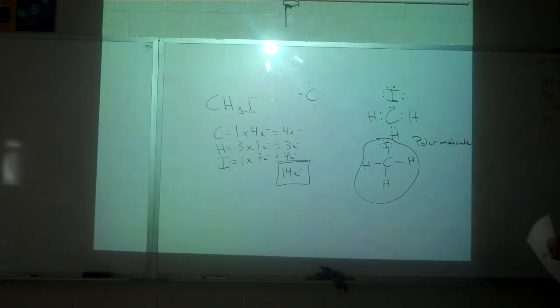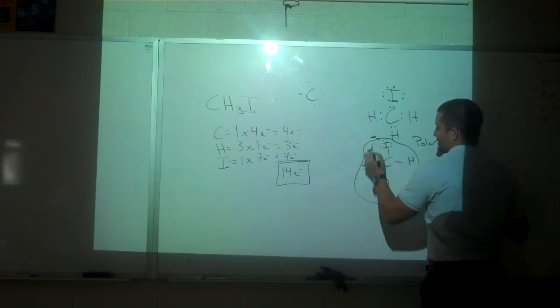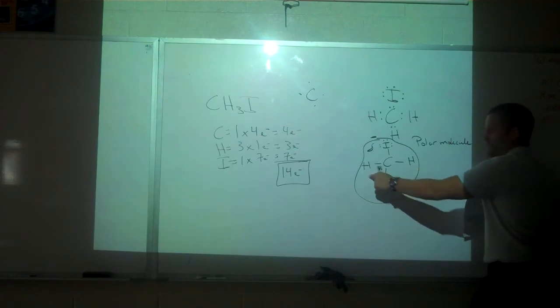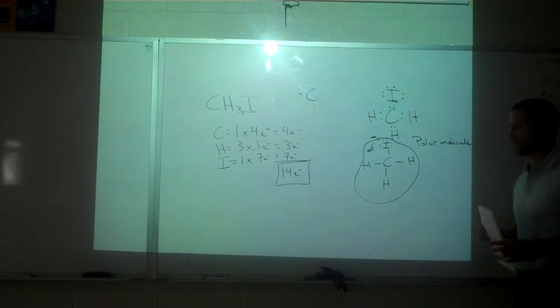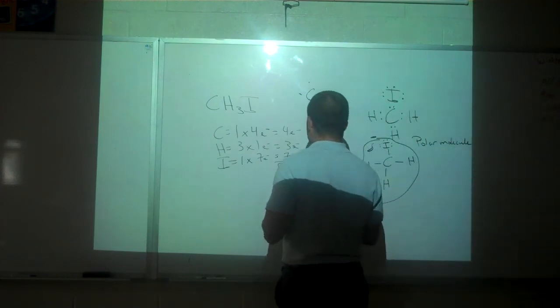Okay? Do you see why? There are more electrons here than there are here, here, here. So this side is going to be slightly negative, and these sides would be slightly positive. Okay? All slightly positive, slightly positive, slightly positive. Okay? So that's why it's a polar molecule. They're not sharing completely equally. Alright? So let's talk about water.